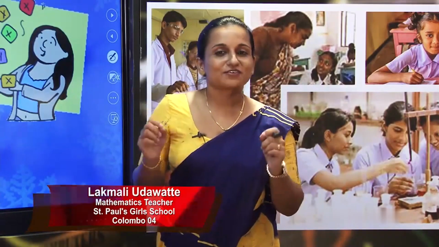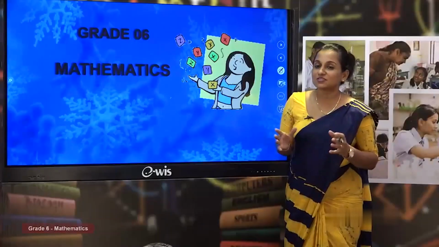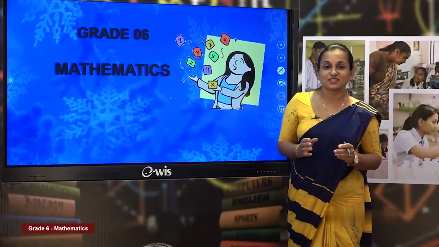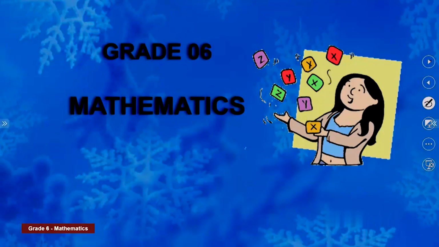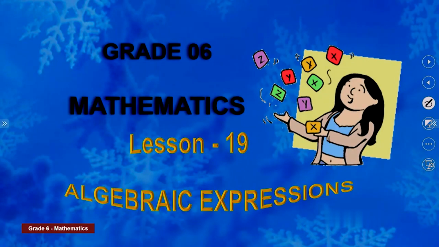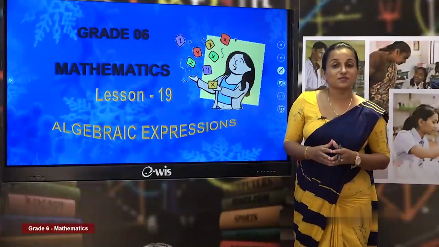Today, for our grade 6 children, we brought you the second lesson for the third term, that is lesson 19, Algebraic Expressions. Do you remember what we have done in the previous lesson? That is lesson 18, Algebraic Symbols.